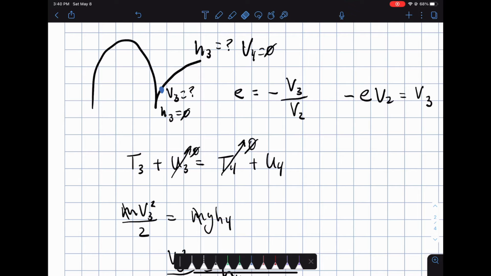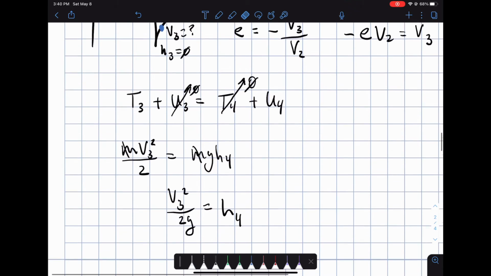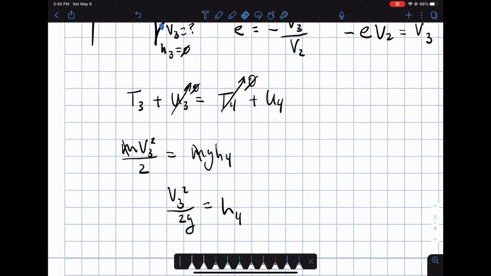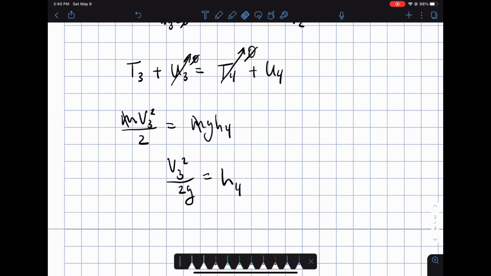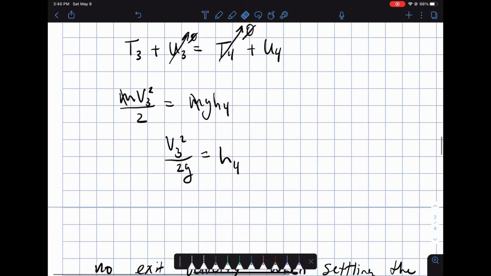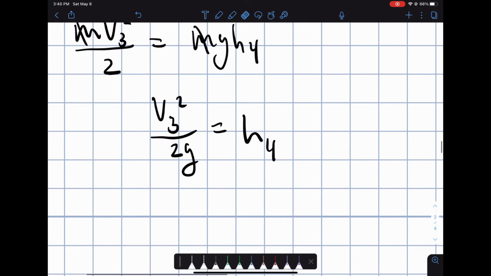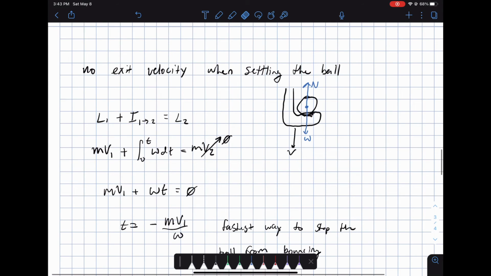Plugging in that exit velocity, we're able to use energy equations again, T3 equal to U4, and we see that the masses cancel out again, and we're left with v3 squared over 2 equals gh4. Solving for h4, we're able to find the max height. And this goes to show that without settling, the ball will continue to bounce until we have learned to settle the ball. And this is the dynamics behind settling the ball.